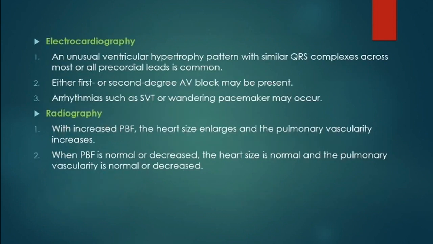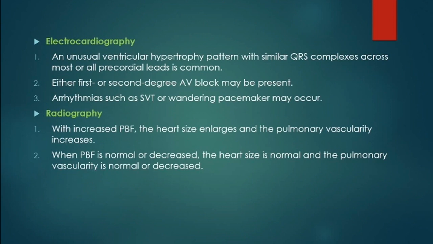ECG shows an unusual ventricular hypertrophy pattern with similar QRS complexes all over the precordial leads. So there are no pathognomonic right ventricular or left ventricular hypertrophy manifestations because there is no differentiated ventricle. There may be either first or second degree AV block. Arrhythmias may occur in the ECG tracing, like SVTs or wandering pacemaker.